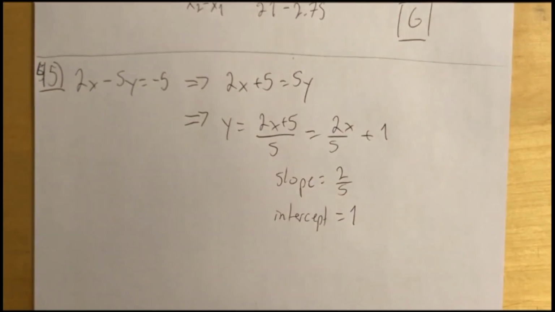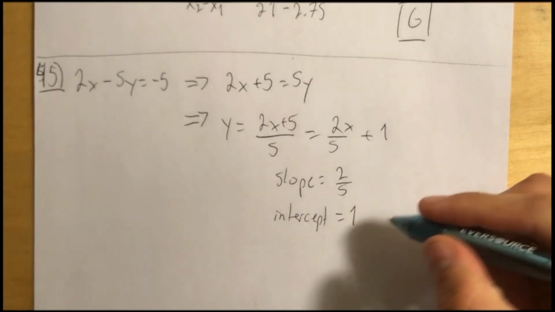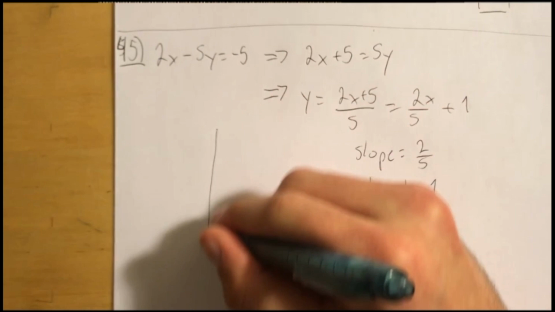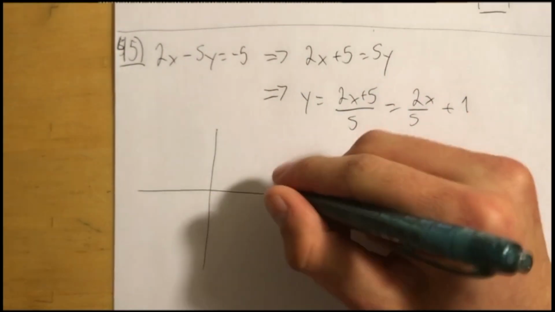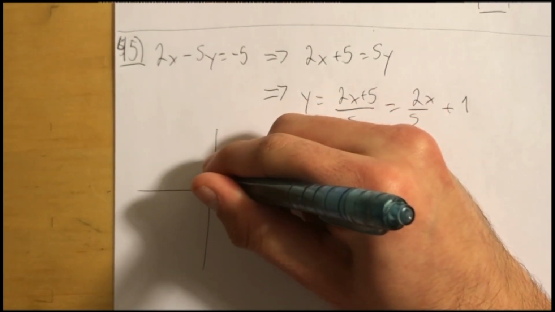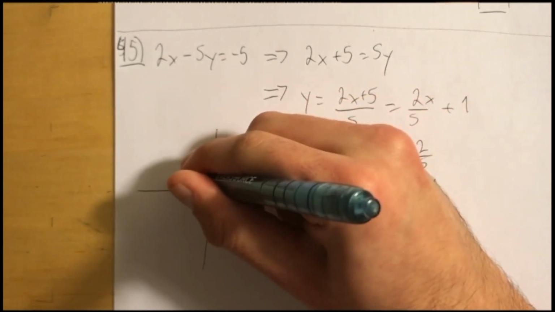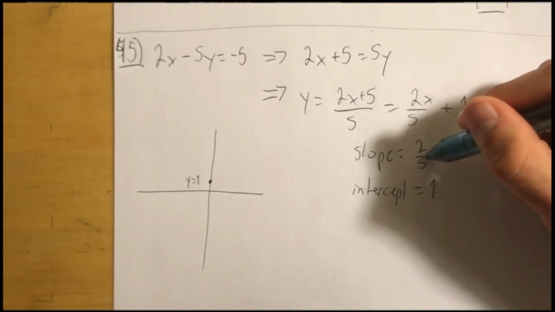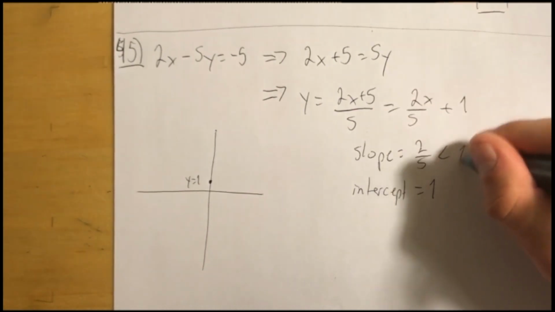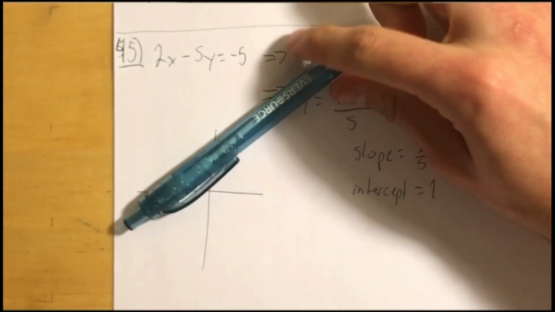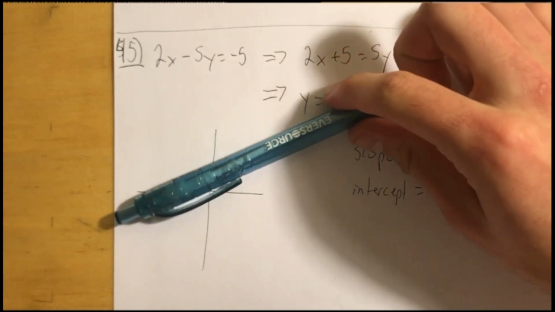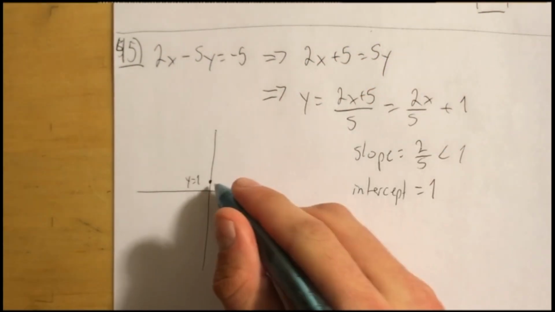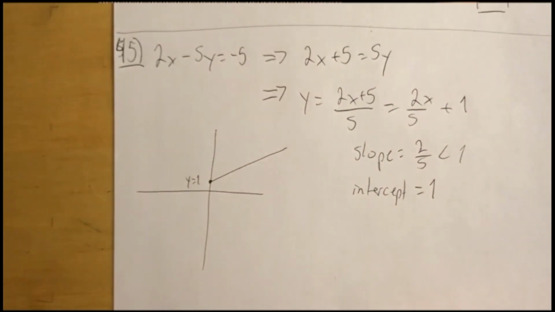Our intercept is 1. So since the intercept is 1, we're looking for a graph that's going to start at y equals 1. And since the slope is 2 over 5, which is less than 1, the slope will be sort of like this. It's not going to be too steep at all. So then we're looking for something that's kind of like this.